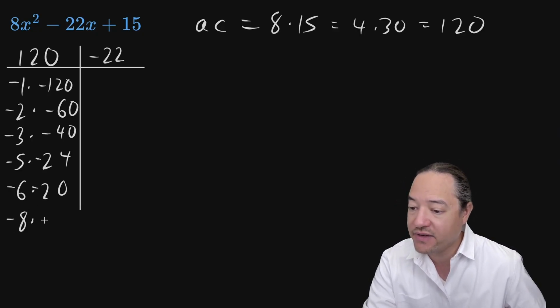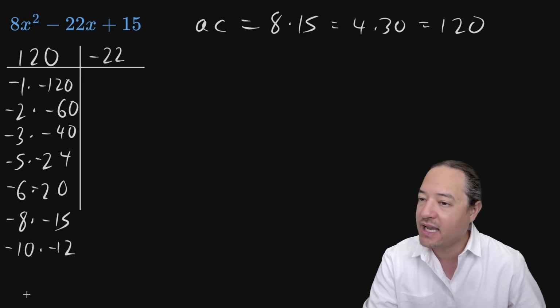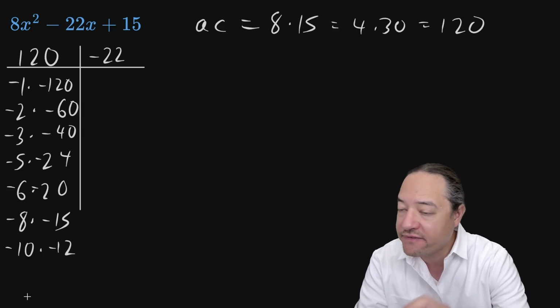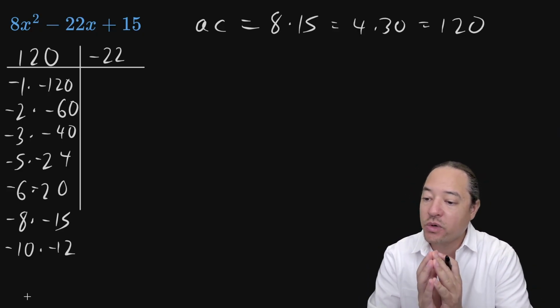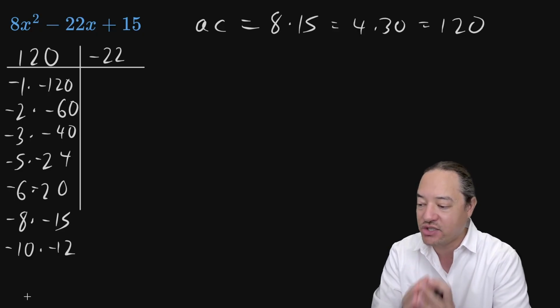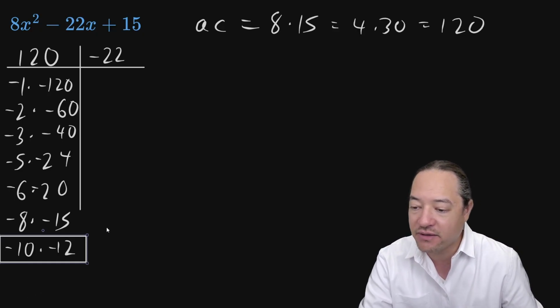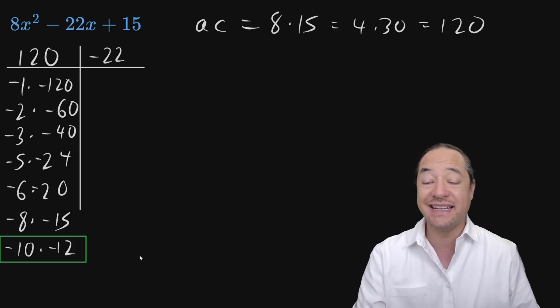Okay, we can have negative 8 times negative 15. And 9 I don't think works, but 10 will work. Negative 10 times negative 12. And I don't think 11 works, and then we're right back here. So I think this is all the factors, and we have to figure out which one of these added together will give us a negative 22. And I think it is going to be this last one, right? So negative 10 and negative 12 added together will be negative 22.